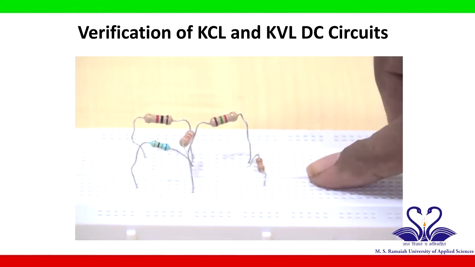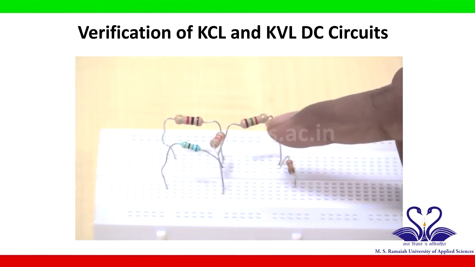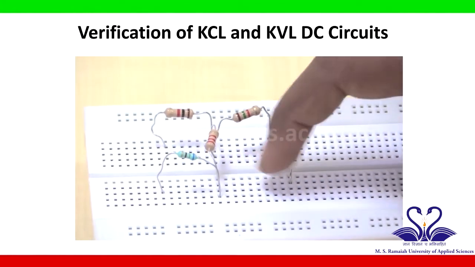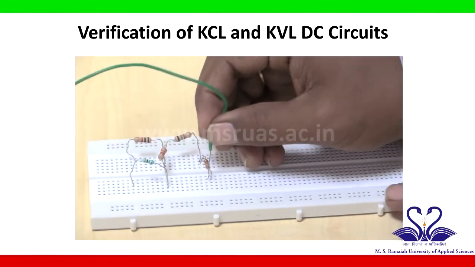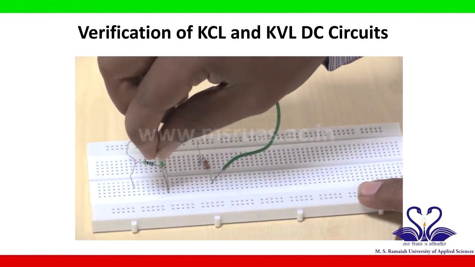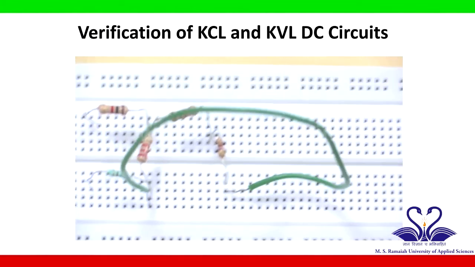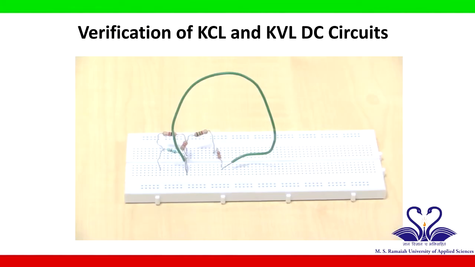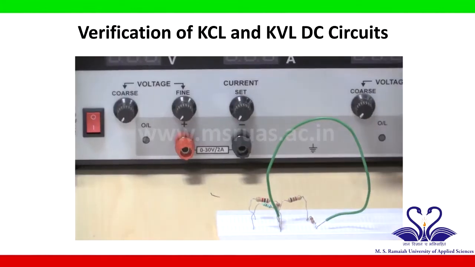If you observe this circuit, according to the given circuit, R2 and R4 are interlinked, but on the breadboard these two are separate. Now connect a jumper to interlink the R2 and R4 resistors. Now the given circuit is built on the breadboard.